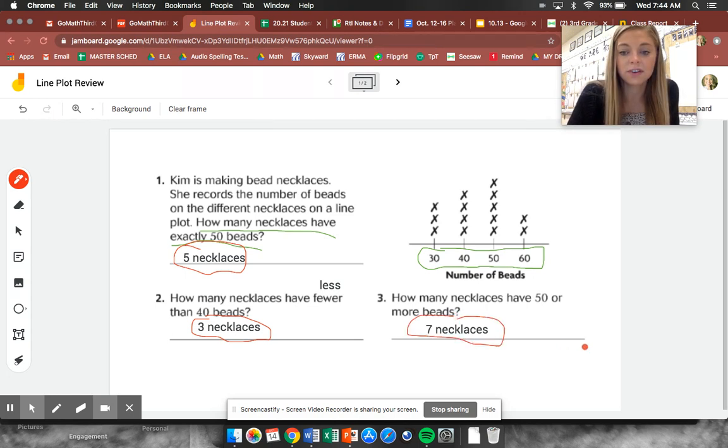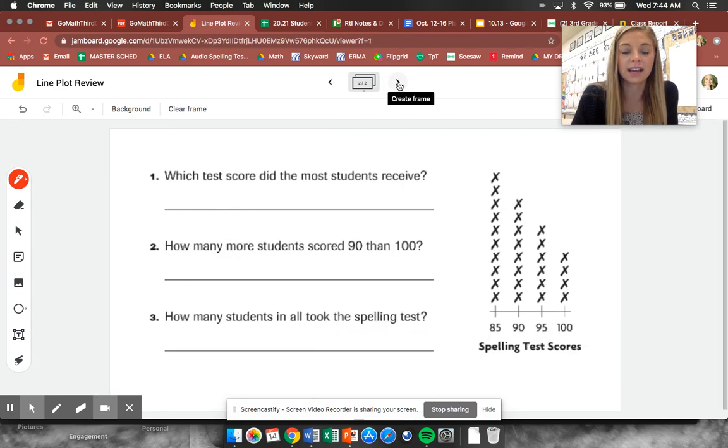All right, so that's our first line plot review. Let's go on to the second one. Now this says spelling test scores: 85, 90, 95, and 100. So this is like percentages. So 85 would be a B, 90% would be a B plus, 95% would be an A, and 100% would be an A plus. Okay, so which test score did the most, that's an important word there, students receive?